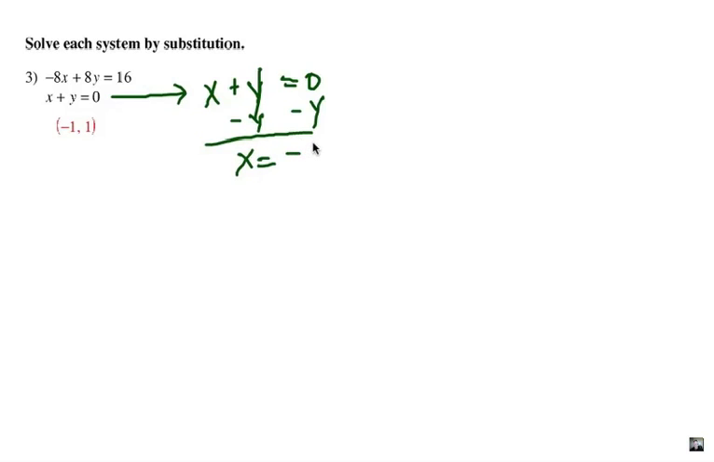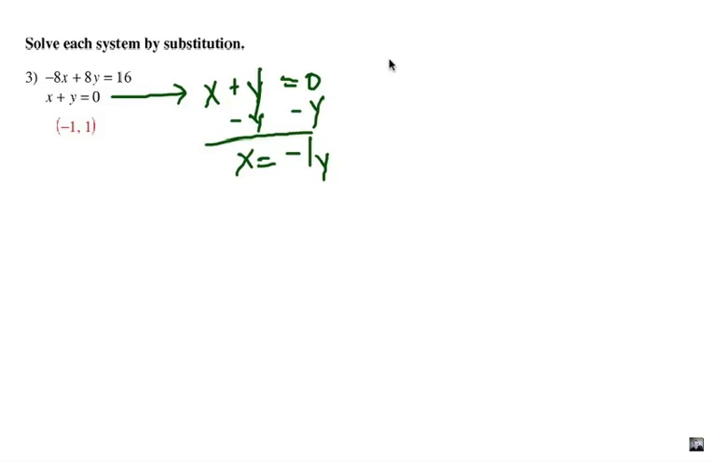Problem. Solve this system by substitution. Now this won't be too bad because x plus y equals 0 in that second equation. That's going to be very easy. I'm just going to go ahead and solve for x. That means that I'm going to subtract y from each side. And so if I rewrite in terms of x, x equals -y or -1y. Okay? Now let's substitute that into the other equation.